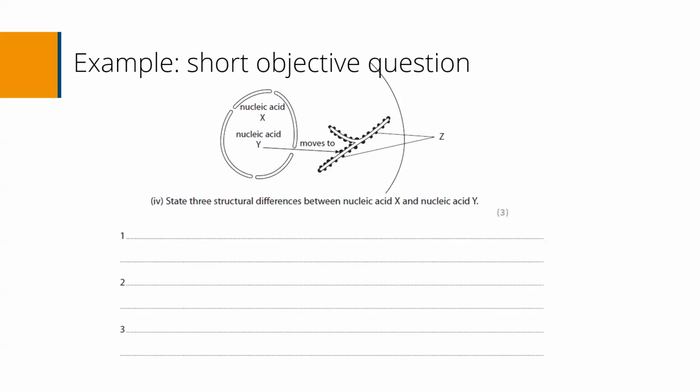So it says, state three structural differences between nucleic acid X and nucleic acid Y. What AO do you think this one is? Now think carefully. Although we're using state, it's not straightforward. So what do you think this is? I'm going to type it on here. Even though it's using state, what AO do you think it is?